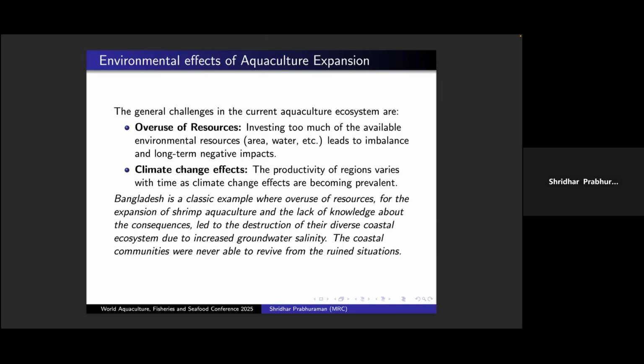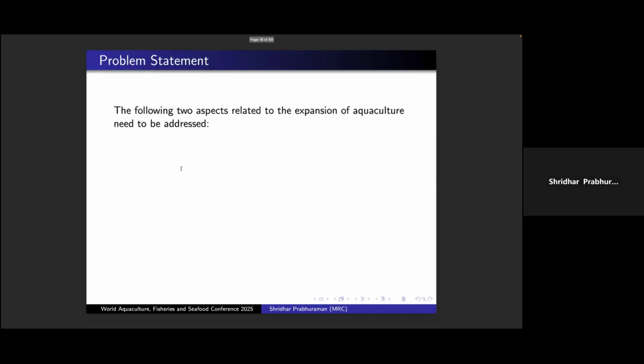To establish the overuse of resources, I'm pretty sure there are many such examples. One of the examples that we did find is in Bangladesh, where there was an overuse of resources for the expansion of shrimp aquaculture. This led to a lot of consequences. The groundwater salinity increased, and therefore that destroyed the complete ecosystem to the point that even today that ecosystem has not been able to be revived.